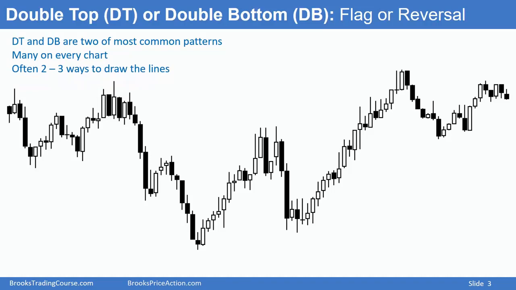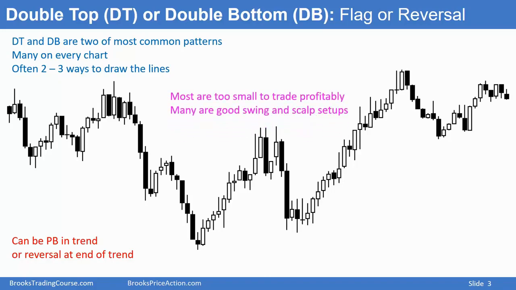They're present on every chart, and there are often 2 or 3 ways to draw the lines. Again, they can be a pullback in a trend, or they can be a reversal leading to an opposite trend. Many of them are too small to trade profitably on the chart in front of you. However, if you were to trade down to a smaller time frame chart, they would be big enough to trade. Many are good for swings, many are only good for scalp trades.